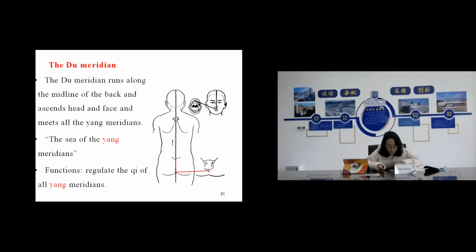Here is the 督 meridian of the 8 extra meridians. The 督 meridian runs along the midline of the back, along the spinal column. So it is called the sea of the yang meridians. As we know, the back is yang, the abdomen is yin. So the 督 meridian is on the midline of the back, so it is called the sea of the yang meridians. It will regulate the qi of all yang meridians.